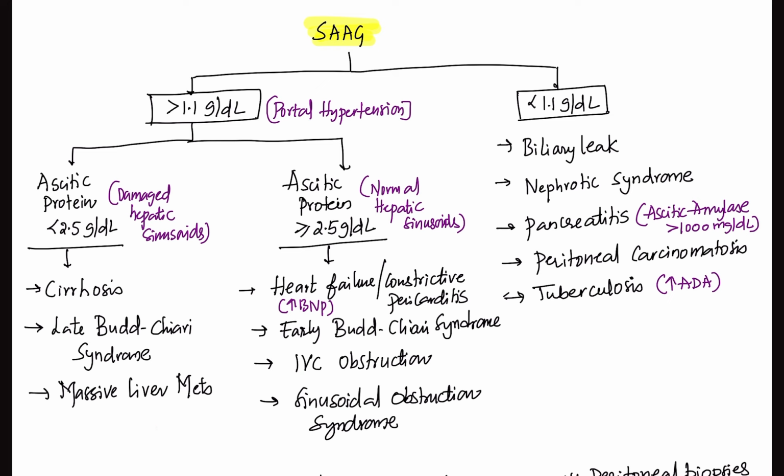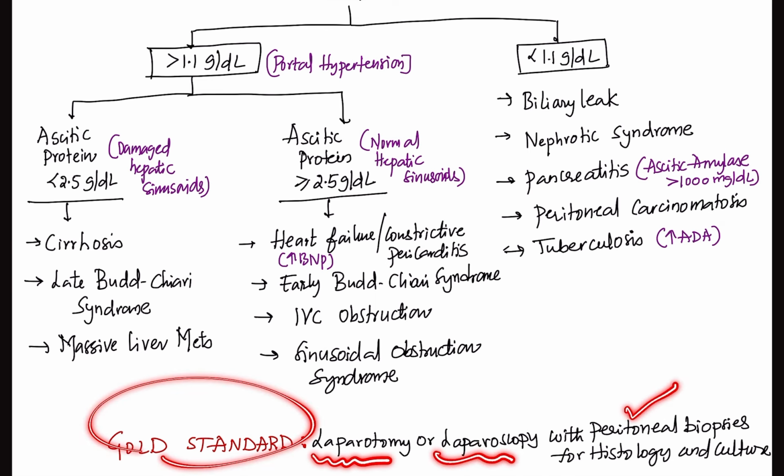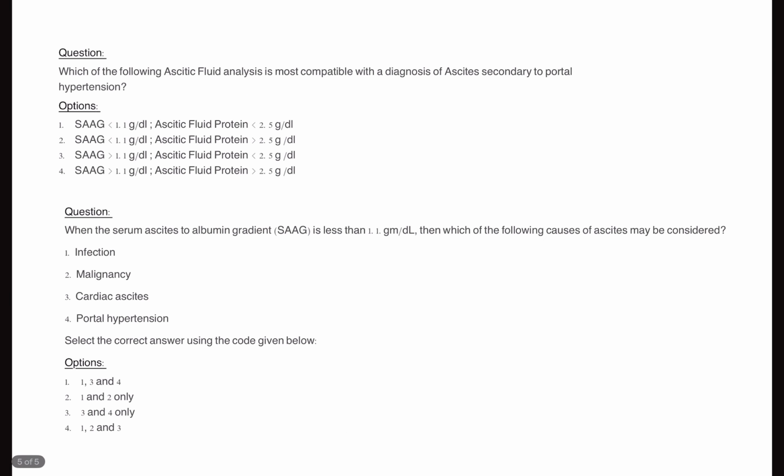Okay, when SAAG value is not giving an exact diagnosis, the gold standard always is either you go for a laparotomy or laparoscopy, then you do some peritoneal biopsy and send that sample for histology and culture. So it is mentioned clearly in Harrison that the gold standard for identifying the cause of ascites always is either doing laparotomy or laparoscopy, then taking a peritoneal biopsy and sending it for either histology or culture. This is the gold standard. Okay, so these are the causes which you see in SAAG.